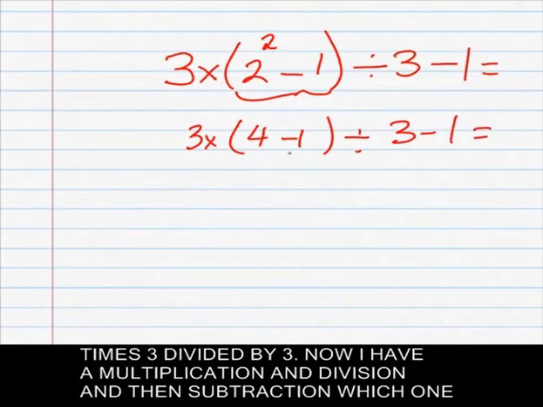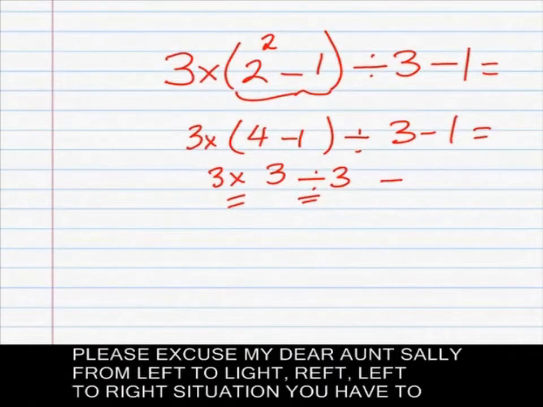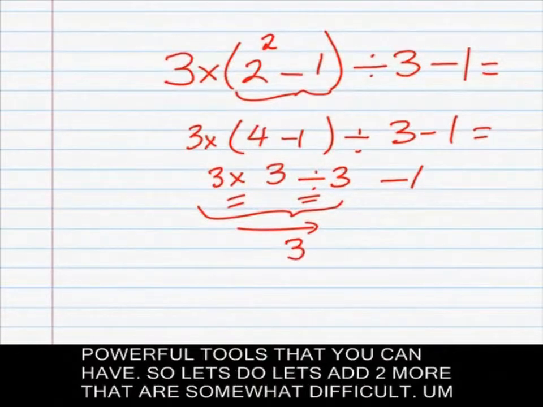Now I have a multiplication and division, and then subtraction. Which one do I do first? Multiplication, division first. But since multiplication and division, please excuse my dear Aunt Sally, is a left to right situation, you have to do them left to right. 3 times 3 is 9. 9 divided by 3 is 3. Minus 1, 2. So these are very powerful tools that you can have.